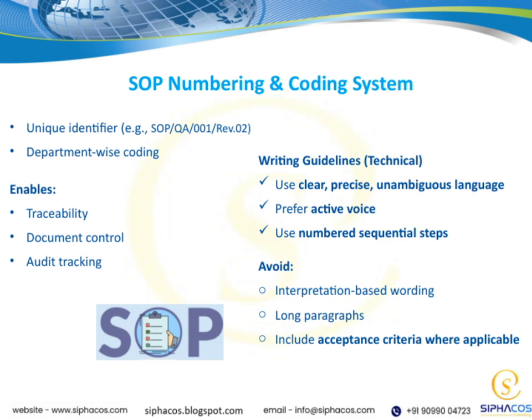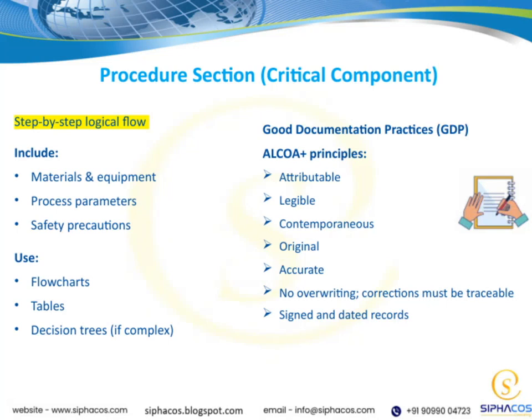across the organization. Let's talk about good documentation practices, or GDP, which are essential for maintaining high standards in our work. One key framework we use is the ALCOA Plus principles. These stand for attributable, which means every entry should be clearly linked to the person who made it. Legible is obvious. Your records must be easy to read. Contemporaneous means documenting data at the time the activity occurs, not later.